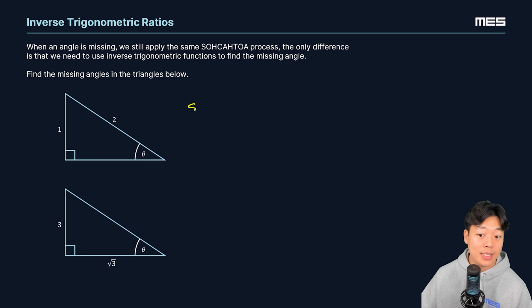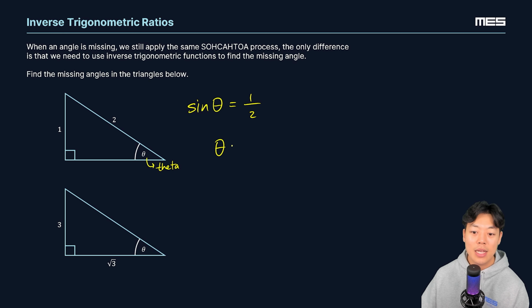I know this is going to be sine of theta. This is theta, by the way. Sine of theta is 1 over 2. Oops, I put 12. 1 over 2. In order to find theta, I'm going to take the inverse sine of both sides. Theta will equal sine inverse of 1/2, and I can plug that into my calculator.